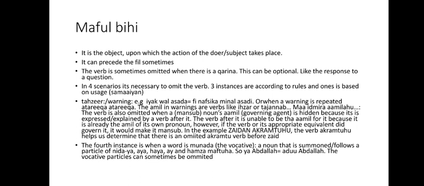Therefore, you have to assume that there's another verb which is before Zaydan, which is in the meaning of the verb which occurs after it. So you will say akramtuhu helps us determine that there is an omitted akramtu before Zayd. So it's actually akramtu Zaydan akramtuhu. So once again, this is known as ma udmira amiluhu ala sharitati tafsir. So when a mansub noun's amil, governing agent, is hidden because it is expressed and explained by a verb after it. So that's the second type.